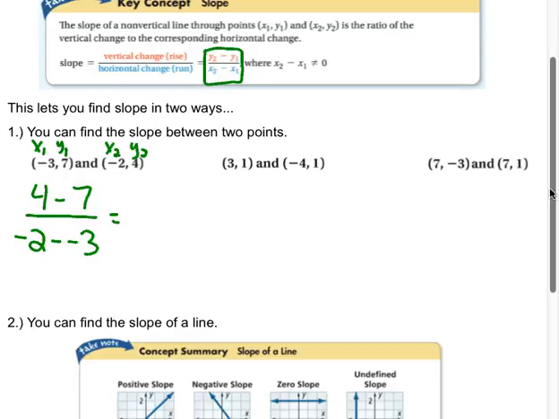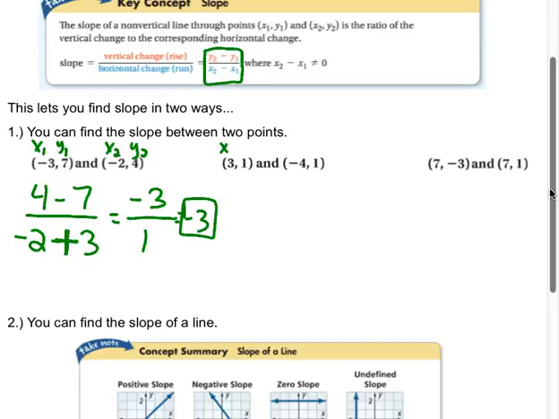Well, 4 minus 7 is -3. -2 minus -3, well, double negative there means adding. So -2 plus 3 is 1. So here, my slope would just be -3.